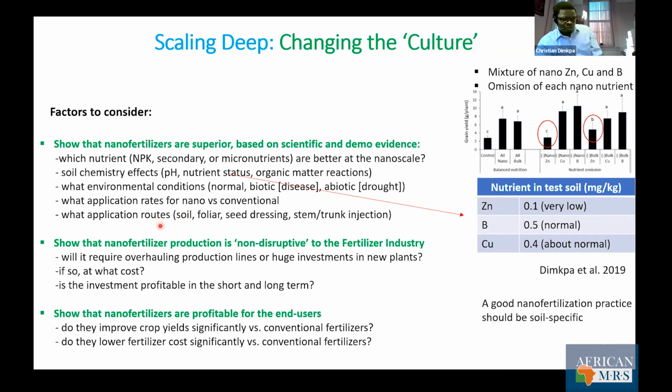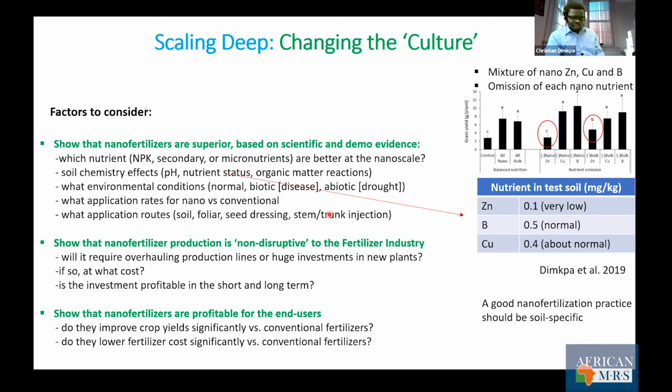Then you decide what application routes you are going to take. Soil product, foliar product, seed dressing. I even see now some people talking about stem injection, for things like banana, which have a very watery stem. Inject them with nanoscale nutrients and see how the nutrients are mobilized into the plant.